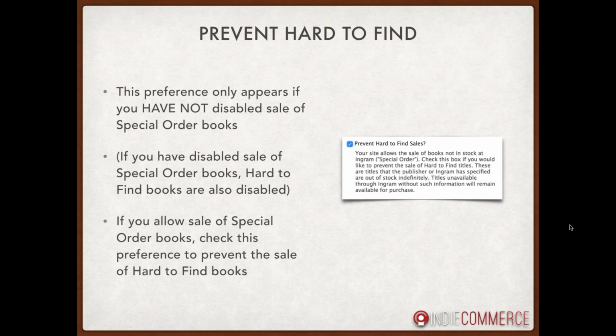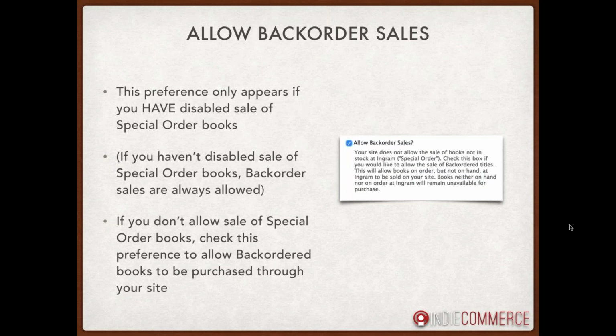Okay, the next settings here help you control the hard to find and back order sales, and which setting you'll see depends on what you have chosen about special order books. So if you have decided that you want to allow people to buy special order books, then you will see a checkbox here that says prevent hard to find.